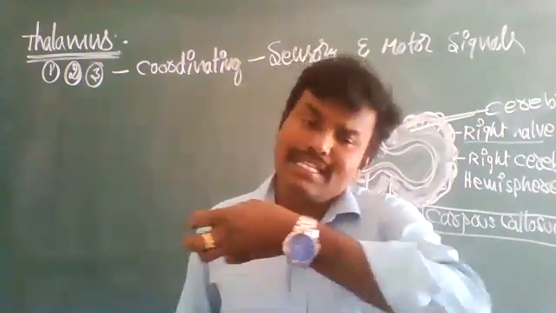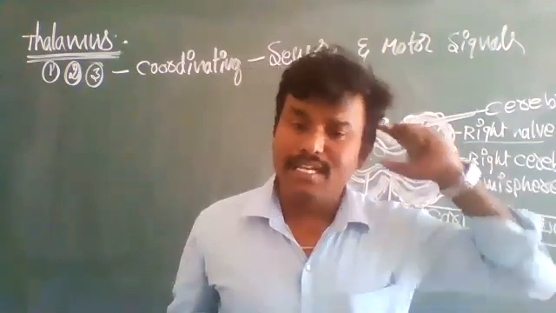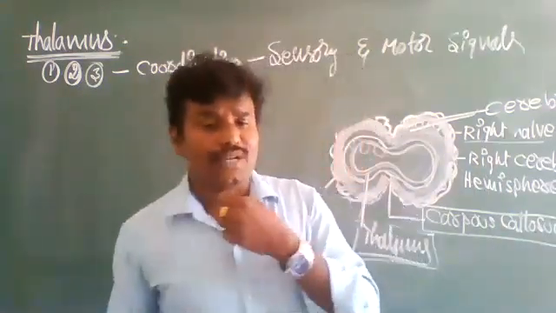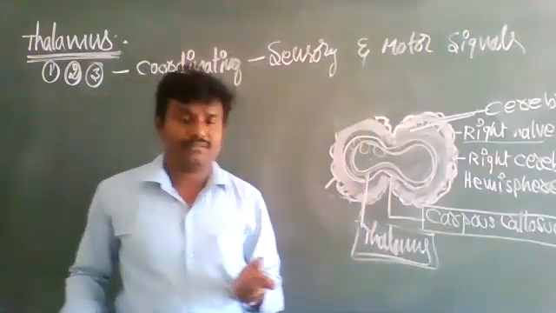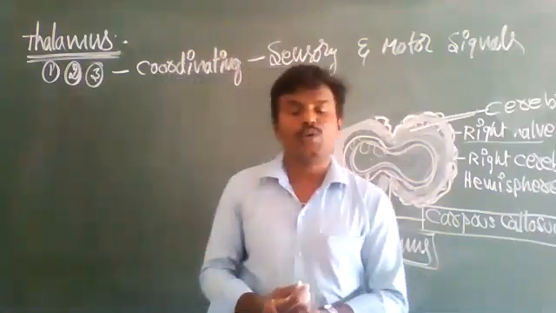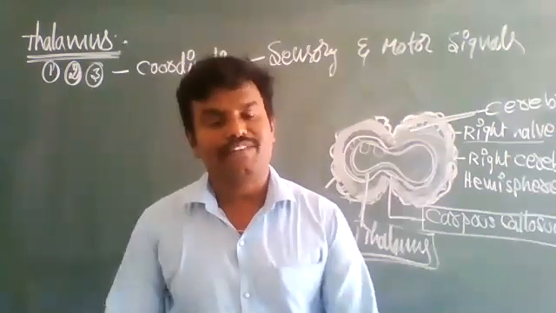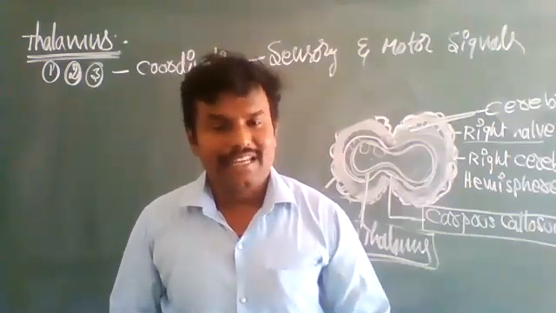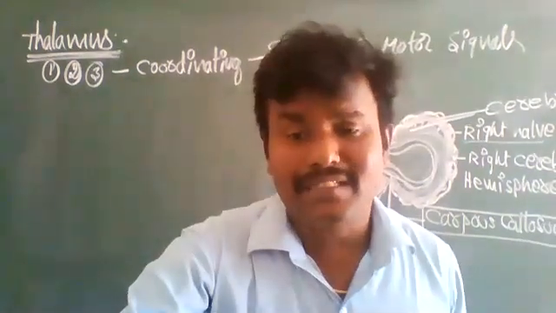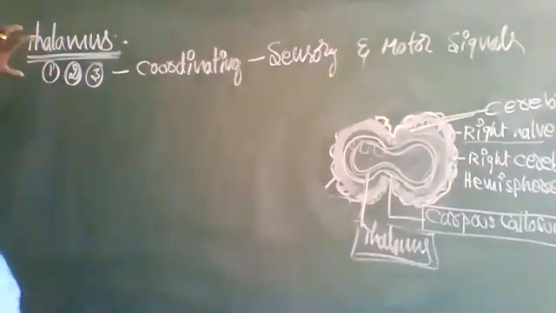Sensory neurons receive sensory information from the sense organs and send it to the cerebrum through the thalamus. Motor neurons carry information from the cerebrum to various parts of the body and control various voluntary activities of the body: movement of hands and legs, running, walking, sleeping, different kinds of voluntary activities. Okay, that is the explanation about the thalamus.